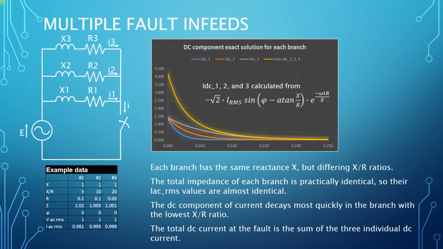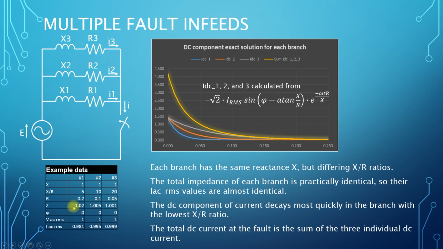So let's put some numerical values to this. Let's make the reactance of each branch 1 per unit, and we can vary the X upon R ratio of each branch. So branch 1 has an X upon R ratio of 5, branch 2 10, and branch 3 20. So as a result of these parameters that we've chosen for X upon R, the resistance of branch 1 is 0.2, the resistance of branch 2 is 0.1, and the resistance of branch 3 is 0.05.